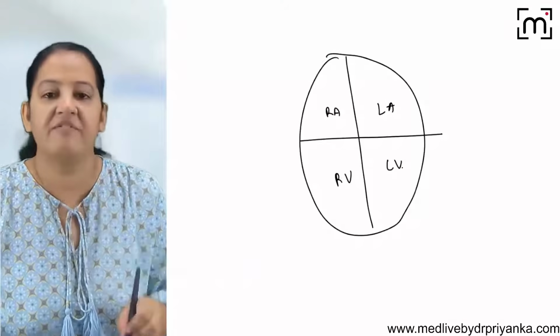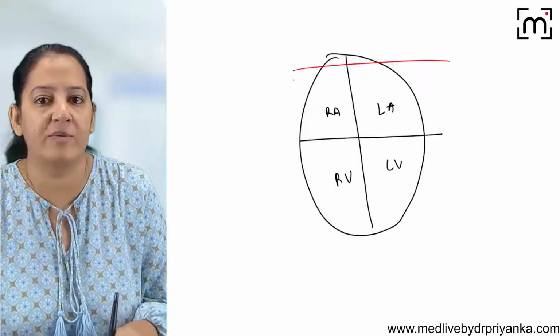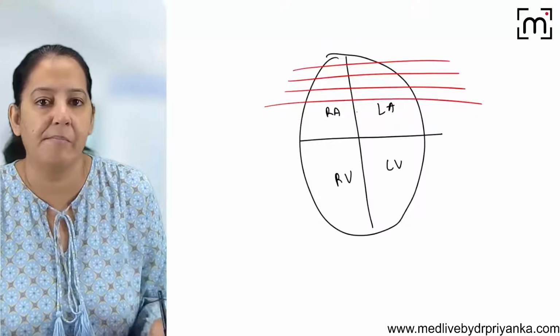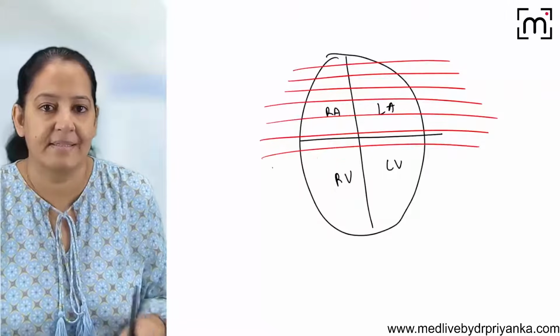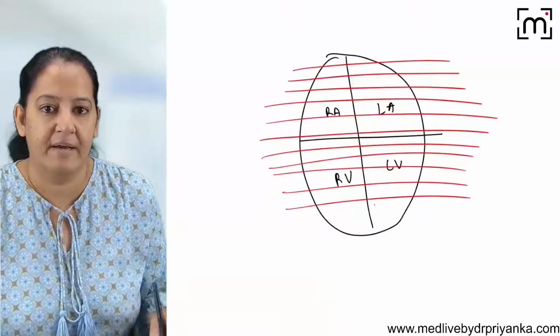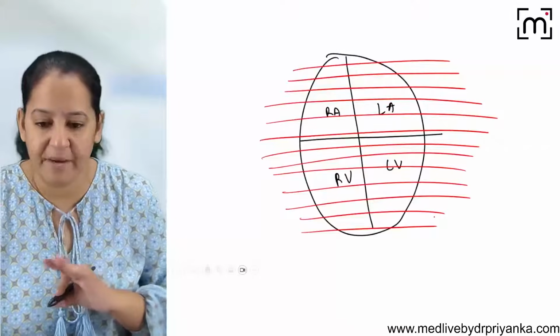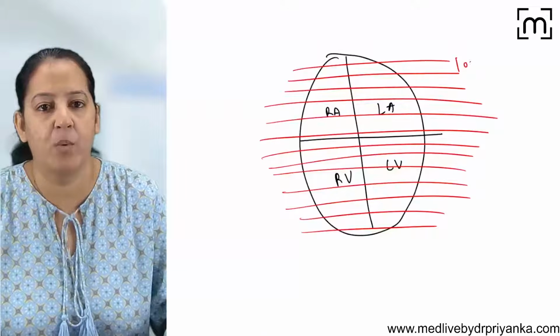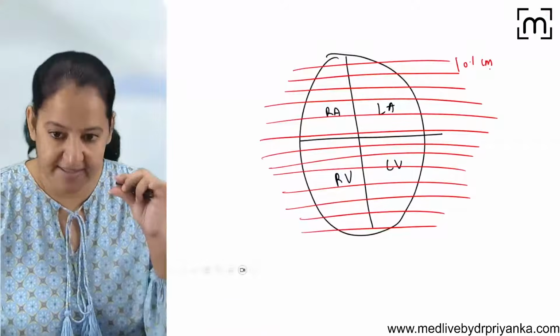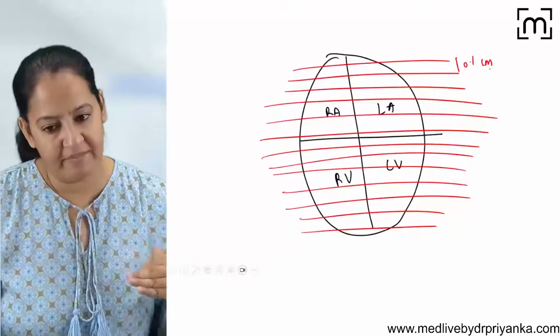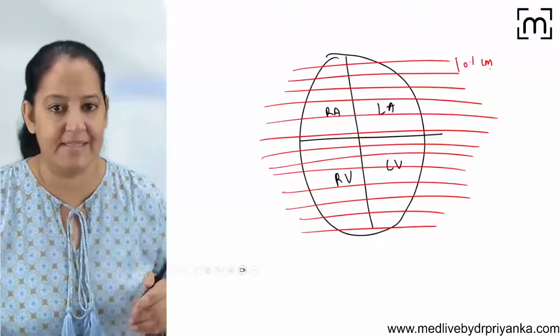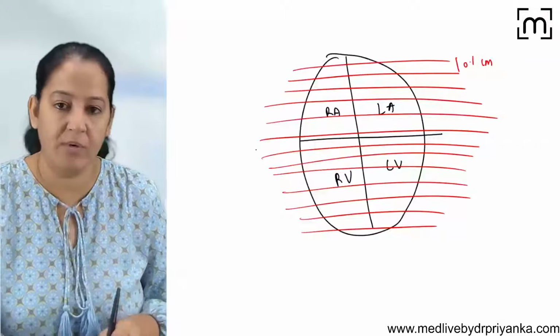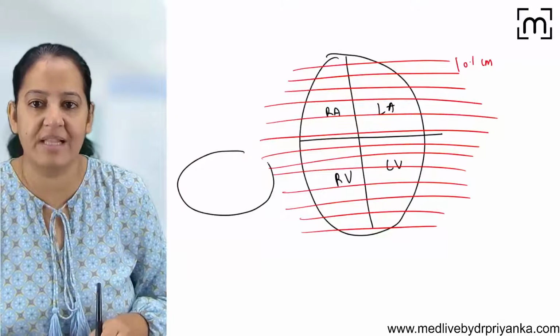So what will I do? First, I will cut the entire heart into slices like this. I'm cutting at 0.1 centimeter thickness each. We are having multiple slices, cutting the slices one by one. Now let me draw each slice. How does each slice look like? Each slice looks like this.